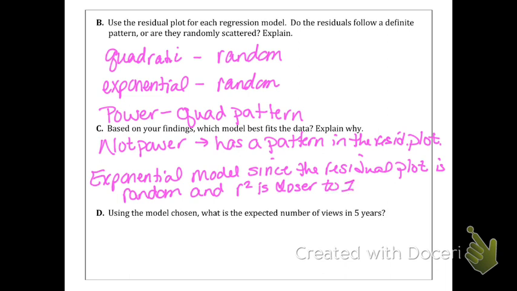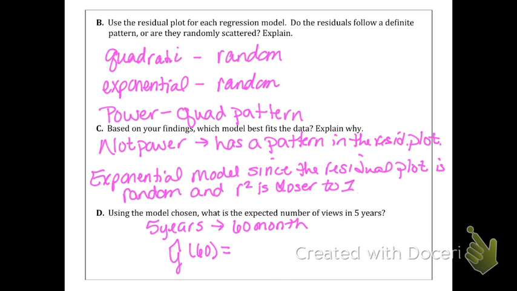And then D says, using the model chosen, what is the expected number of views in 5 years? But just be careful because remember our X's are in months. And so 5 years is 60 months. And so we're just going to take that equation that we got, which we stored in our Y2. So we're going to take y of 60.